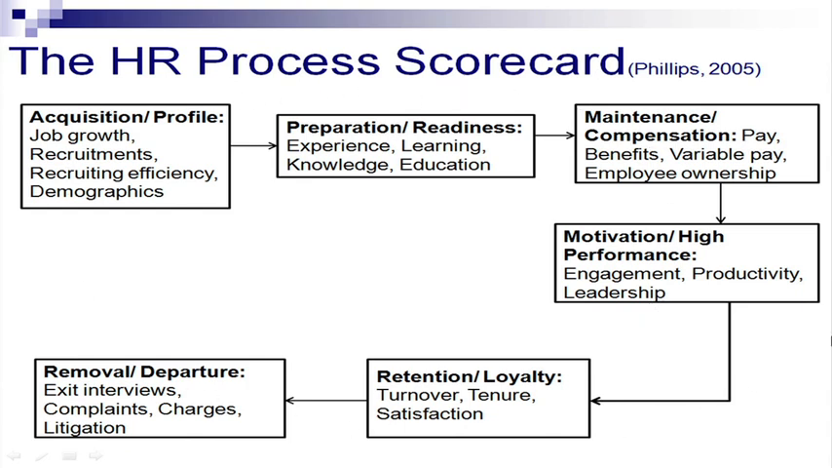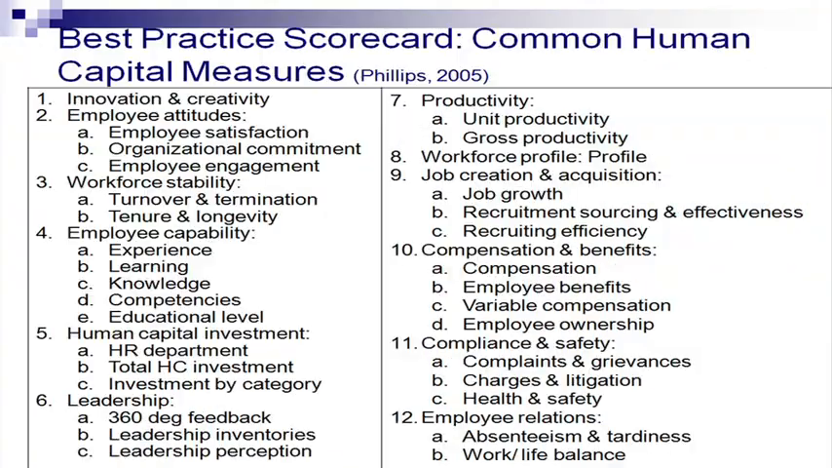So, this is called the human resource process scorecard. We quantify information at every stage. Then we can also evaluate the common human capital measures assessed by various organizations, and we can come up with a best practices scorecard for our industry and evaluate the progress of every employee against this best practices scorecard. So, this helps us set our expectations from our employees.